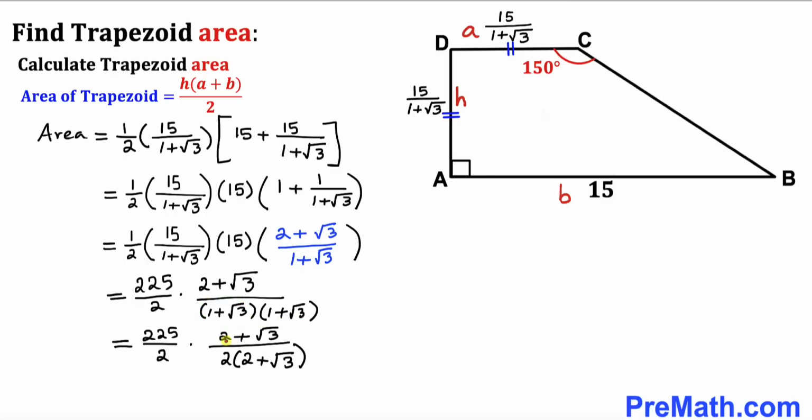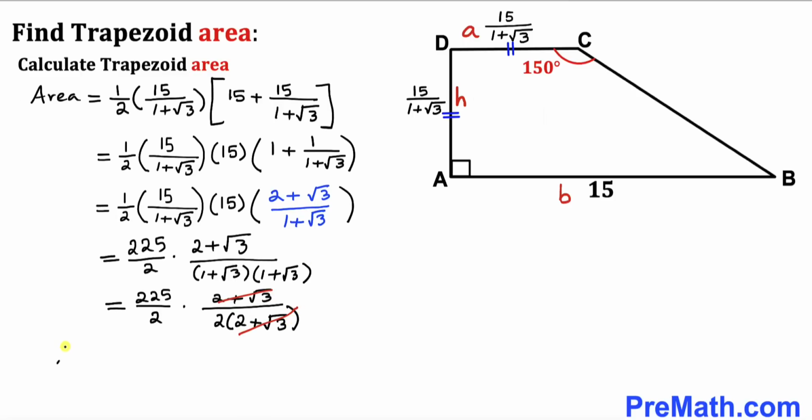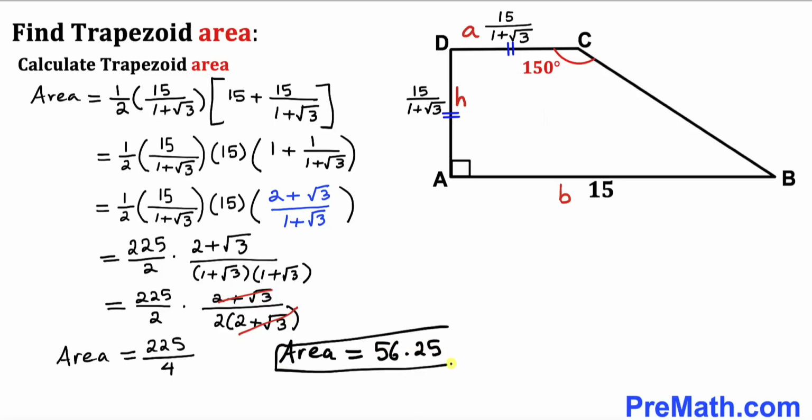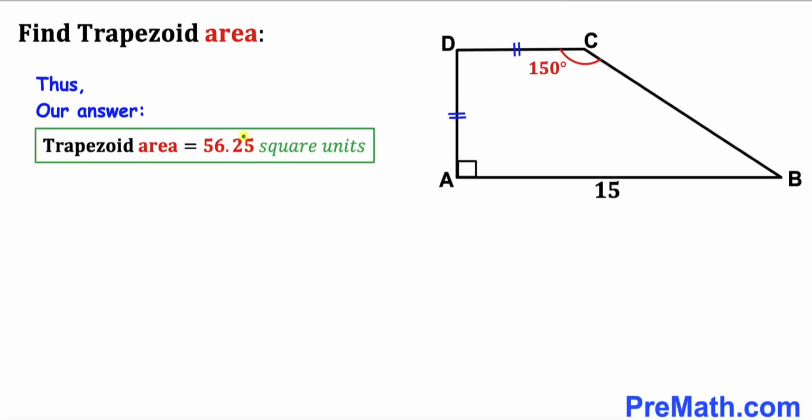And now we can see this 2 plus square root of 3 cancels out with this 2 plus square root of 3 at the denominator. So therefore, the area of this given trapezoid turns out to be 225 divided by 2 times 2, which is going to give us 4. Or we can write the area in terms of decimal. That is going to be 56.25 square units. So thus the trapezoid area turns out to be 56.25 square units.